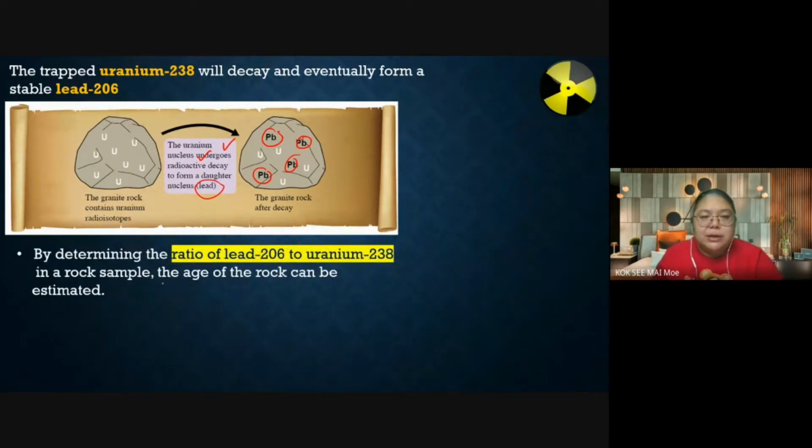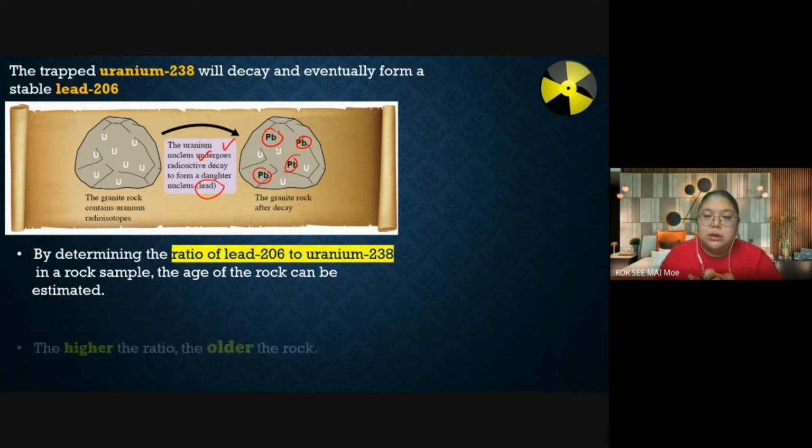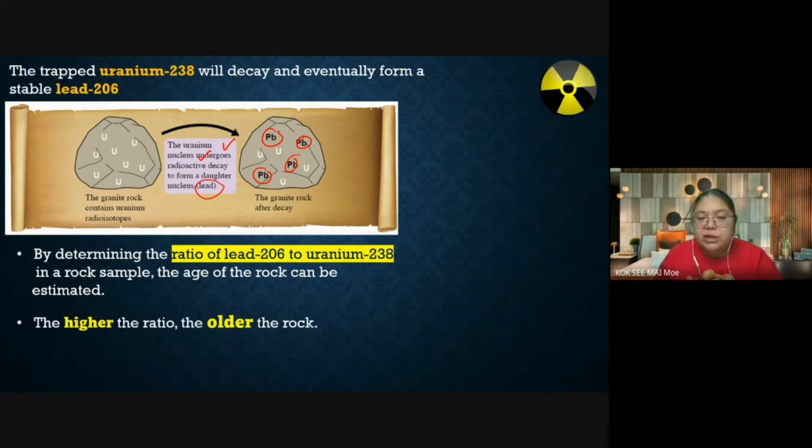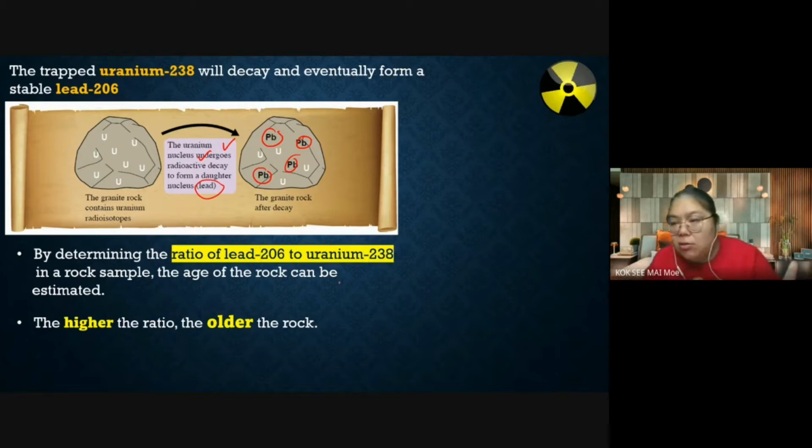By determining the ratio of lead-206 to uranium-238 in a rock sample, the age of the rock can be estimated. When starting there is uranium, and you want the whole thing to become Pb, you need to know the time taken, so we can calculate how long the whole rock takes to become Pb. So the higher the duration, the older the rock. If you find the time taken is longer, the rock is older.